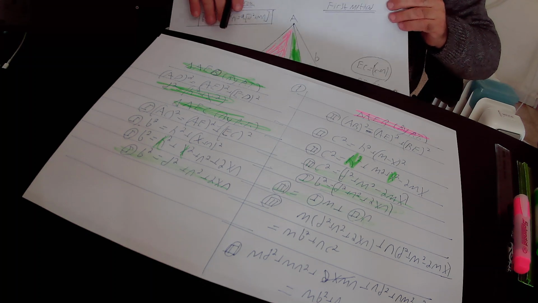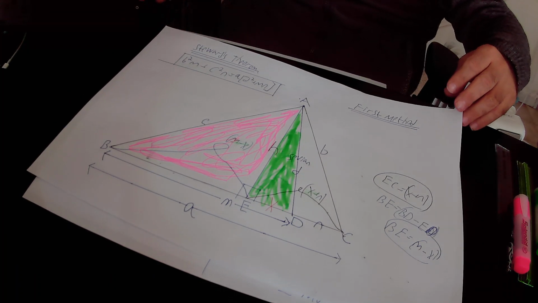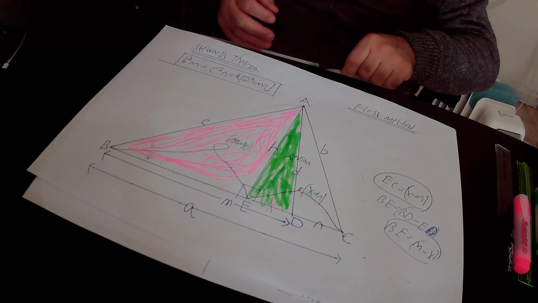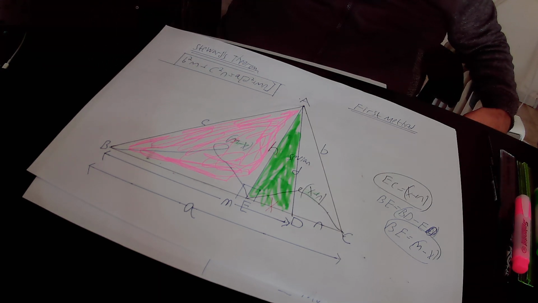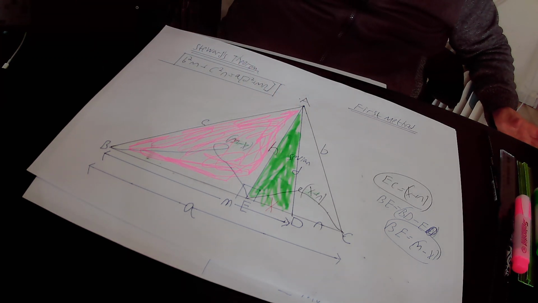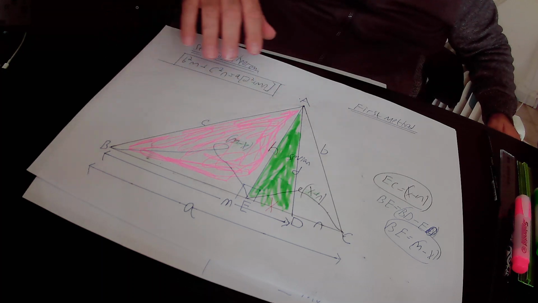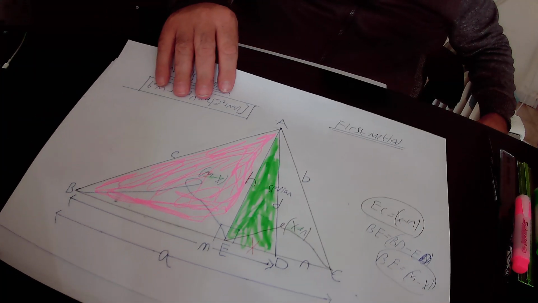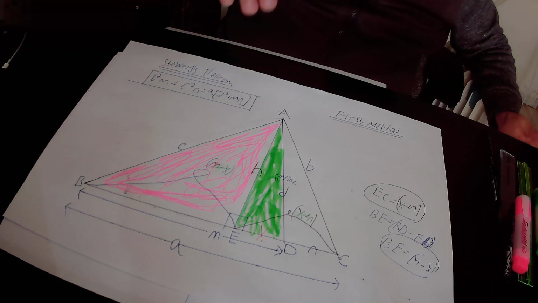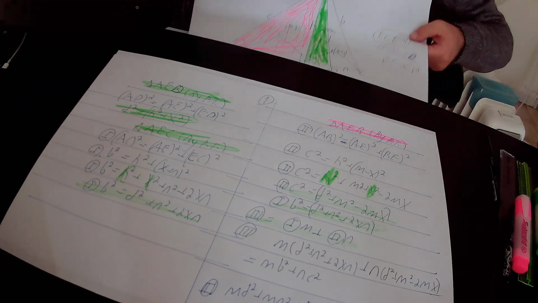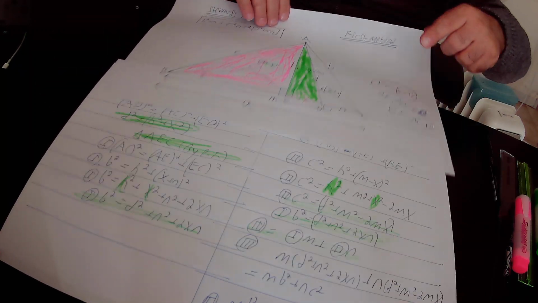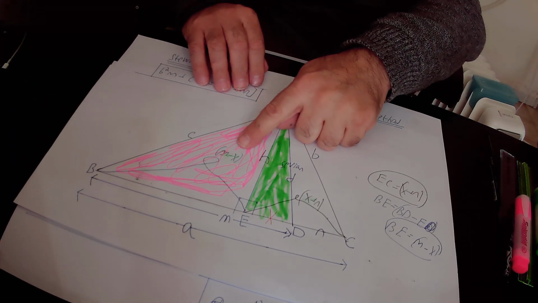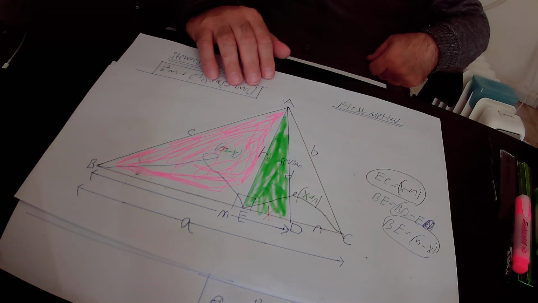And then we created equation number 2 by implementing the Pythagoras theorem on the pink right triangle, triangle ABE. In the pink right triangle ABE, according to the Pythagoras theorem, AB squared equals AE squared plus EB squared. Here AB is C, therefore AB squared is C squared. AE is H, therefore AE squared is H squared, plus BE squared. BE equals M minus X, therefore BE squared is M minus X squared.